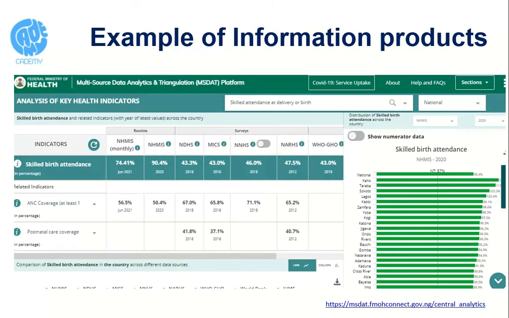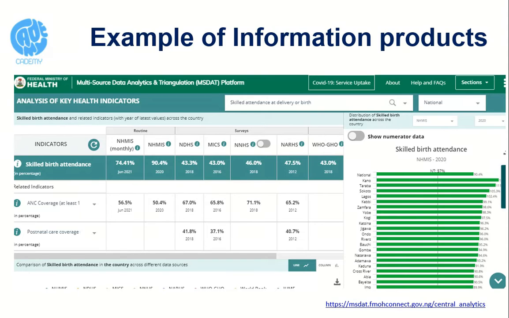Another important component we need to bring our attention to in this course is an example of the information product which we have on the multi-source data analytics and triangulation platform, the MS-DAT platform, a product of the Federal Ministry of Health, in which analysis of key indicators are provided. I just find that this is very important. Many health records and information professionals do not know that this source of health information products is available to readily use and make reference to.